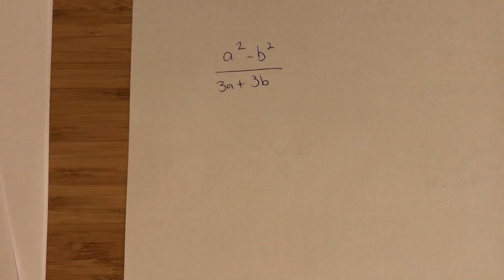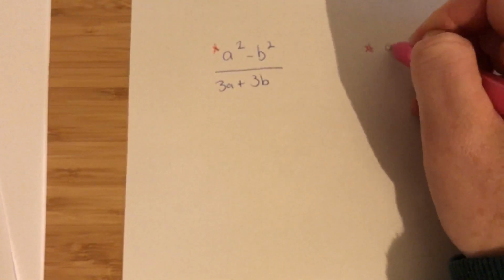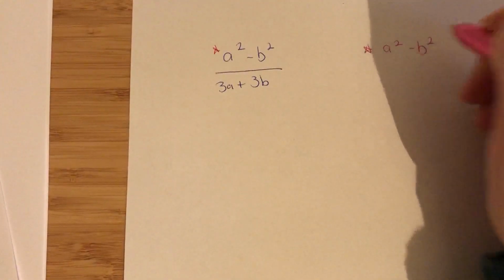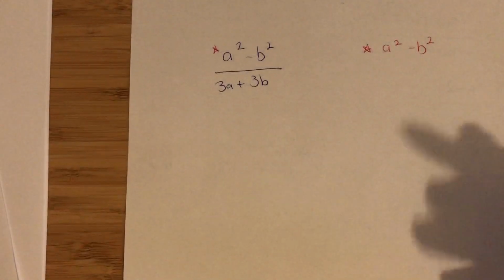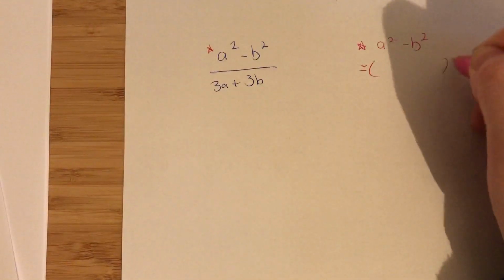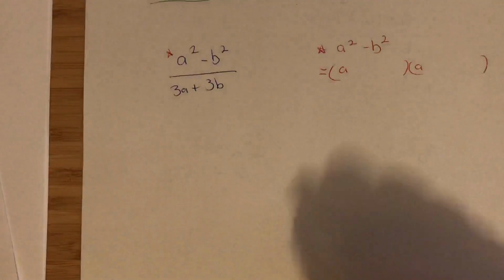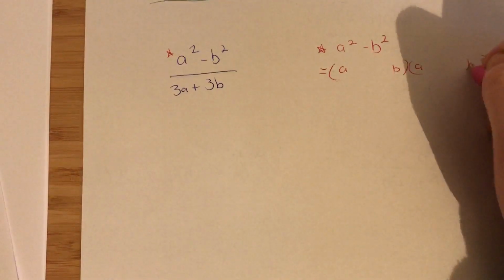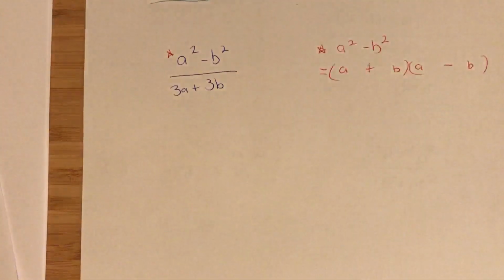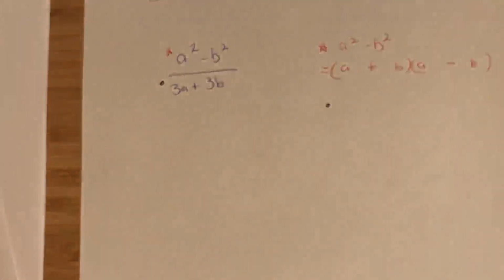So first of all I'm going to take the numerator out and see if I can factorise that. So I have a squared minus b squared. So factorising, is there a highest common factor? No. Is it a difference of two squares? Yes. So double bracket. A is the first term and b is the second term, plus and minus because it's a difference of two squares. Now I'm going to take out the denominator.